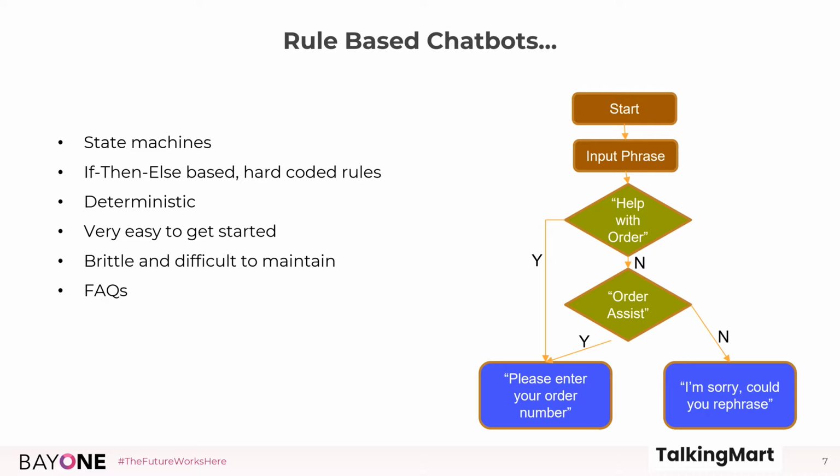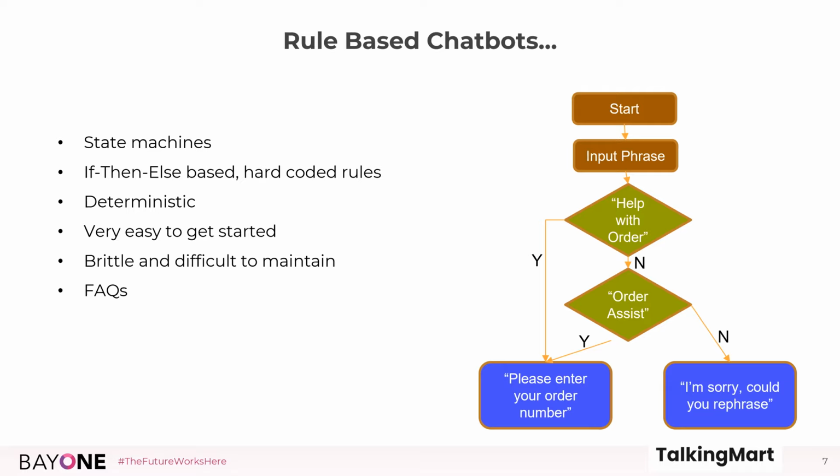So first and foremost are rule-based chatbots. That's kind of where the phrase chatbots came from. And as the name says, they are rule-based. They are essentially state machines that you build with if-then-else hard-coded rules. The good news about it is that they are very deterministic. It is absolutely clear, you know exactly why the chatbot did what it did.